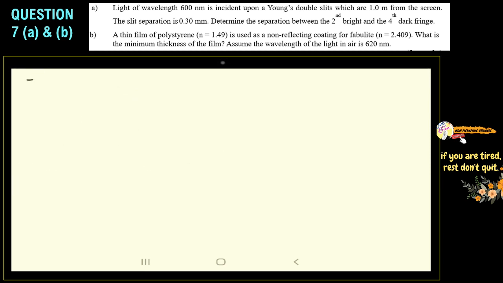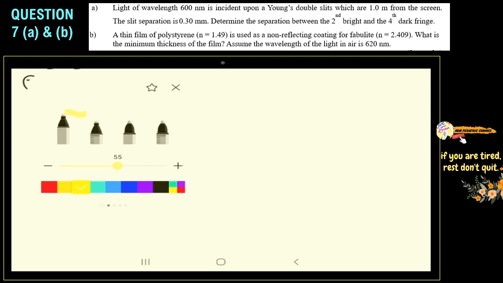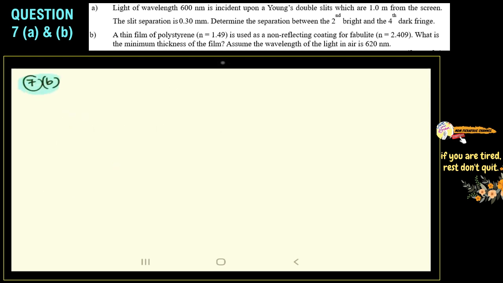Okay, so now for 7b, this is about thin film. The question states that we have a thin film of polystyrene, with a refractive index of 1.49, used as a non-reflecting coating. Okay, the word non-reflecting coating is our clue. Non-reflecting coating refers to destructive interference.